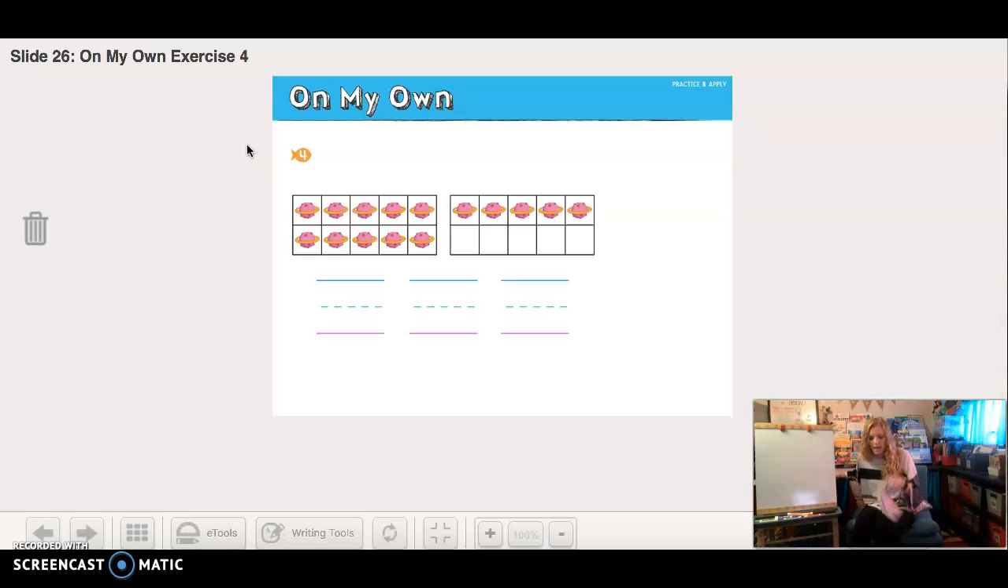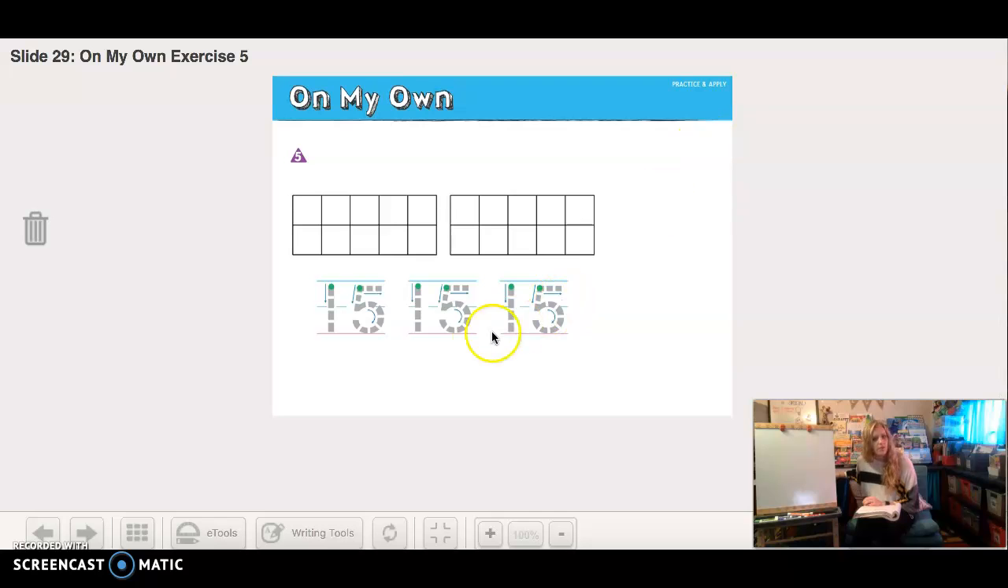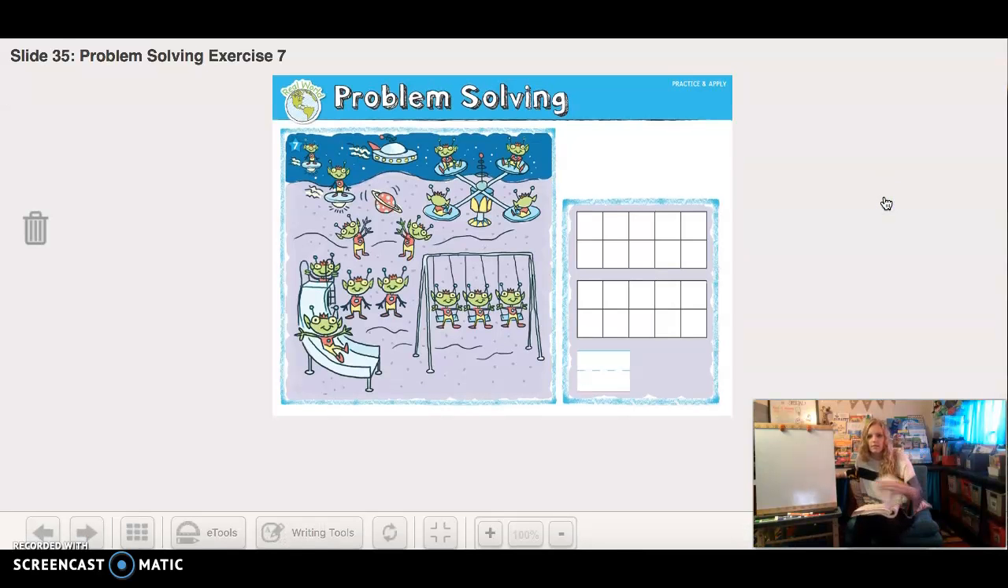Now on your own, what you're going to look at is some planets. Count how many, write the number. Then below that, they give you the number, but there's nothing in it. So what you have to do in there is make the number in the tens frames, okay? You can pause me and meet me on problem solving.